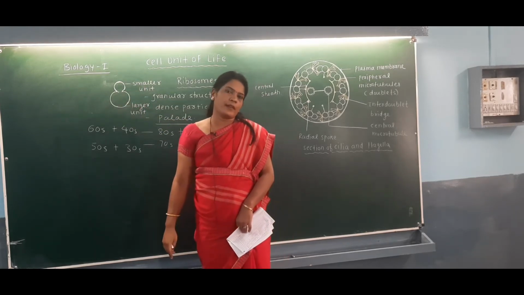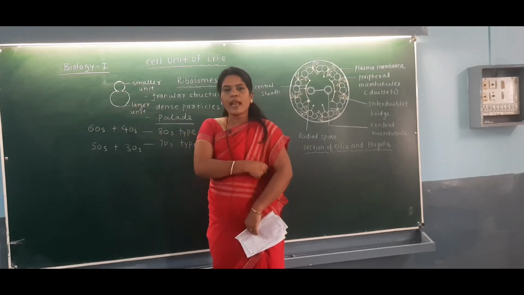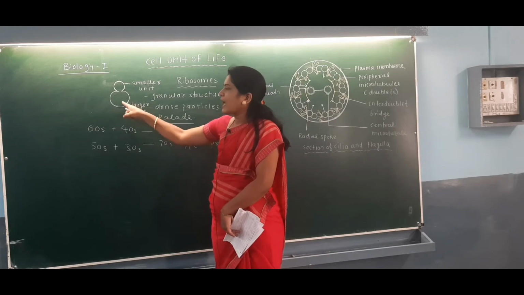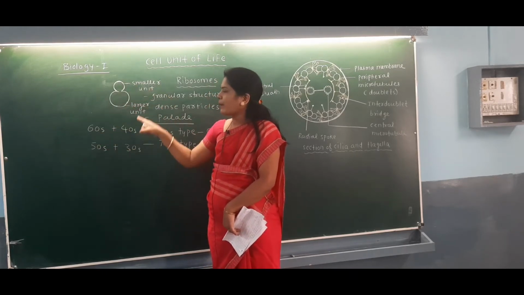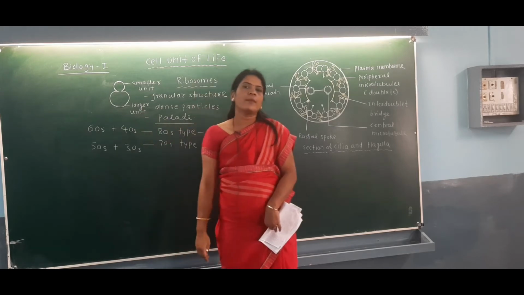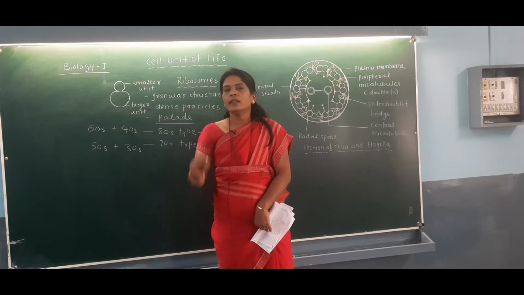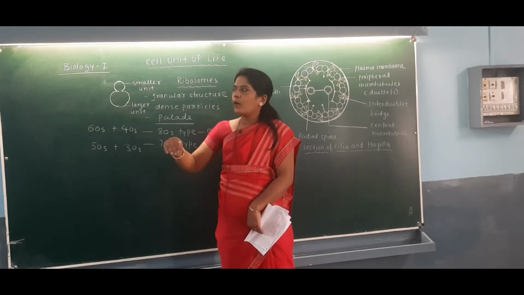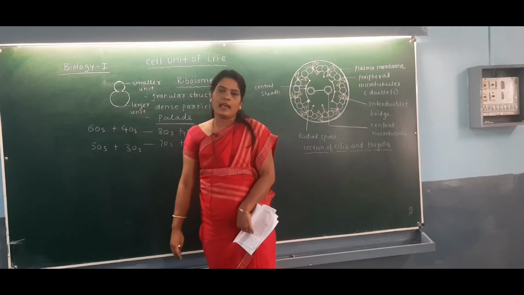of the 70S type of bacteria. If we consider it as a eukaryotic ribosome, then here the larger unit of the ribosome may be of the 60S type and the smaller unit of the ribosome may be of the 40S type. So in every type of ribosome you can find two types of unit. One is called the smaller unit and another one is called the larger unit.